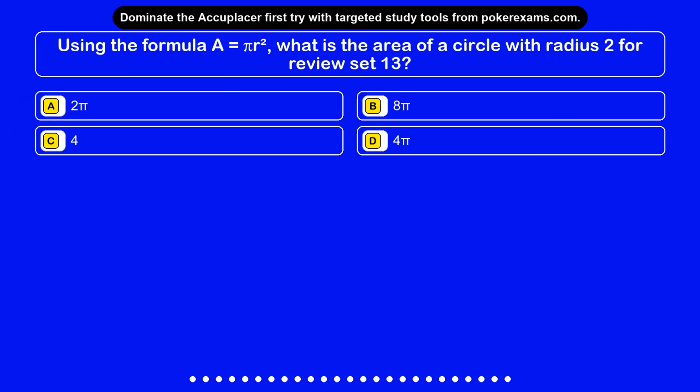Question 12. Using the formula A equals pi r squared, what is the area of a circle with radius 2 for review set 13? Option A, 2 pi. Option B, 8 pi. Option C, 4. Option D, 4 pi.